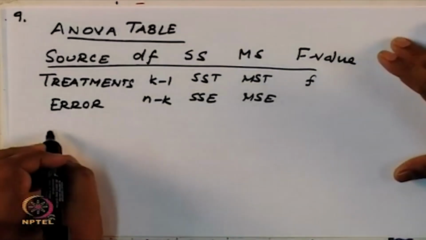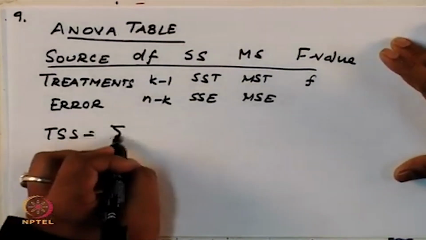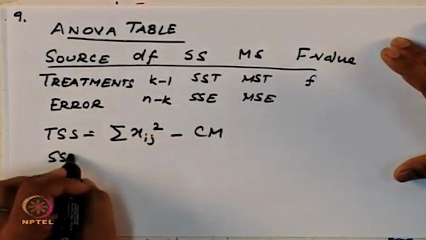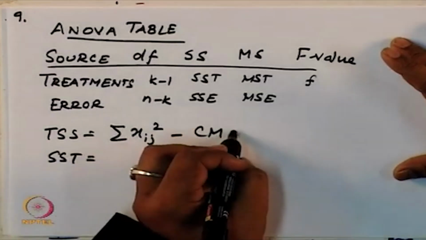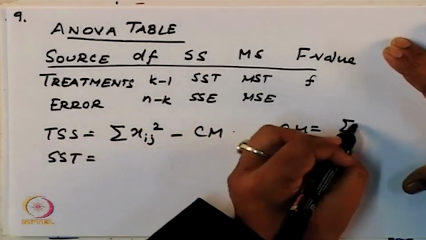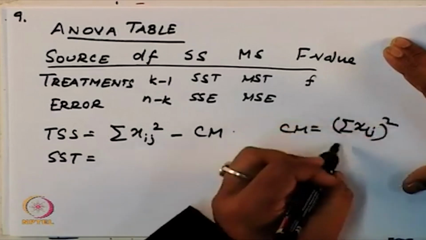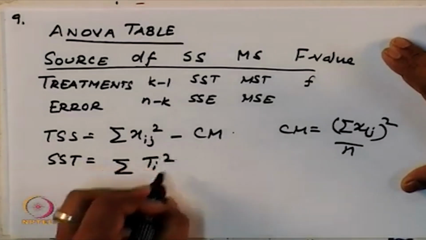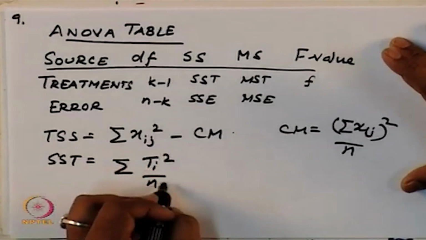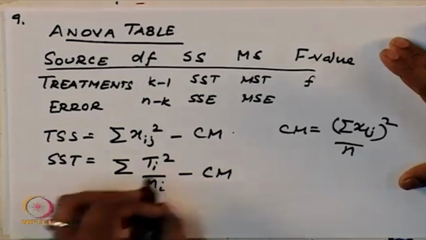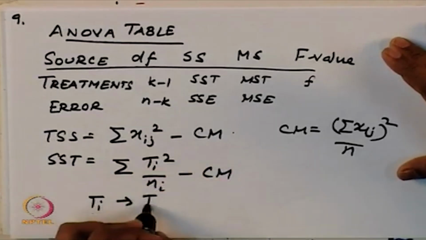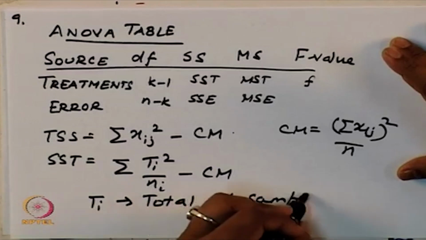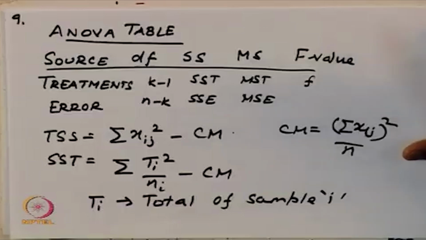Okay. So, again, your TSS is the summation of x_ij square minus Cm, where Cm is given by the summation of x_ij whole square by n. SST is the summation of Ti square by Ni minus Cm, where Ti is the total of sample i.